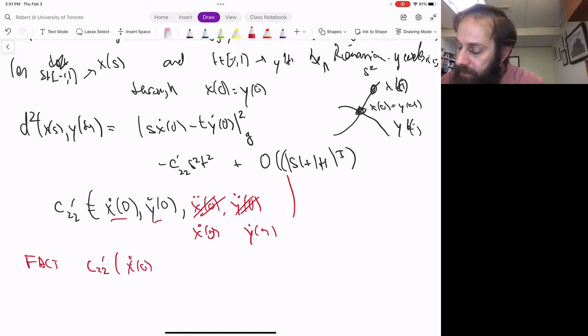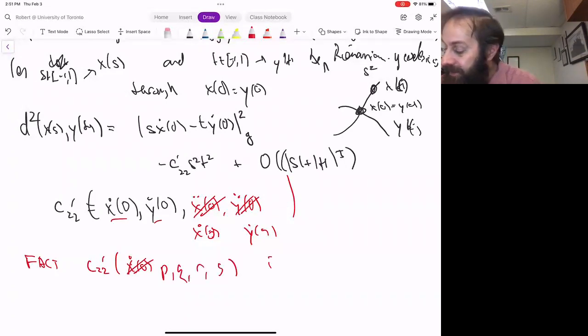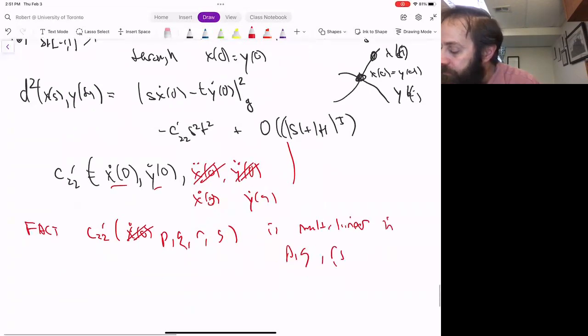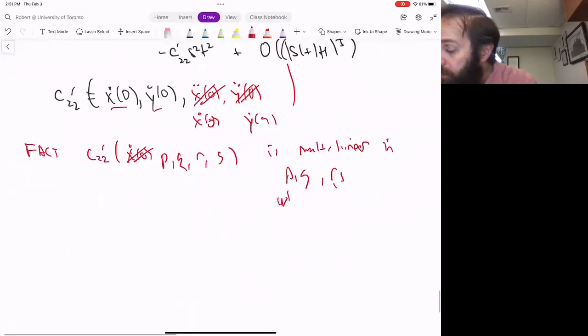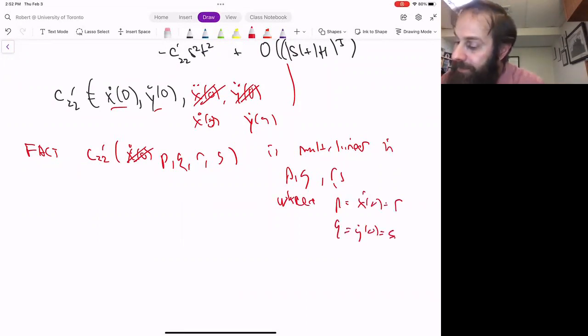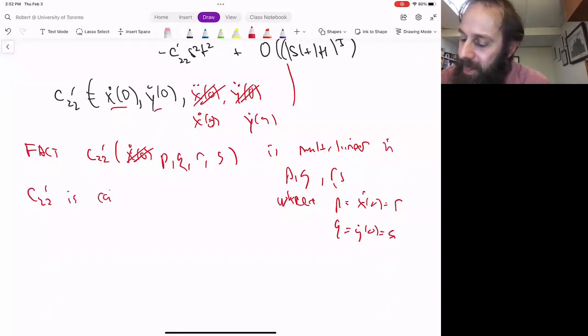it has four arguments. Let's call them P, Q, R, and S, and it is multilinear in P, Q, R, and S, where P equals x dot equals R and Q equals y dot equals S. And well, now you can guess what it probably is. C22 prime is called Riemann's curvature tensor.